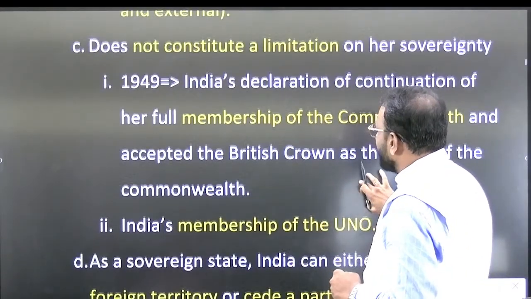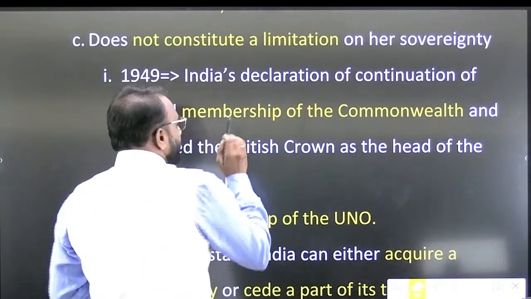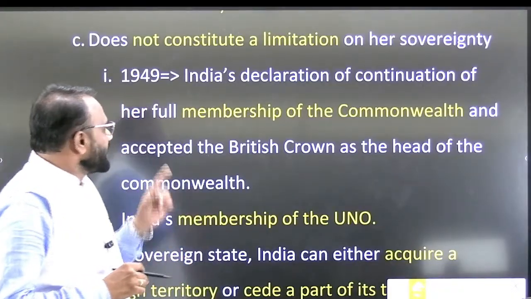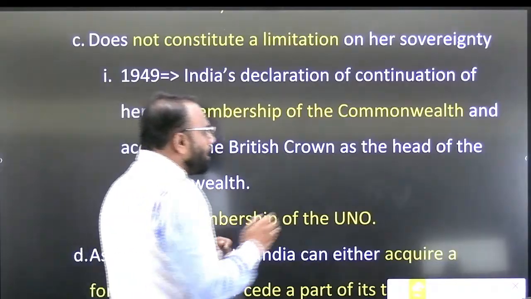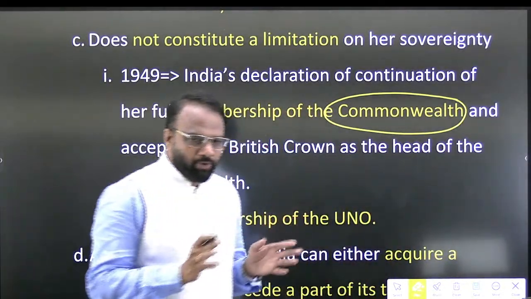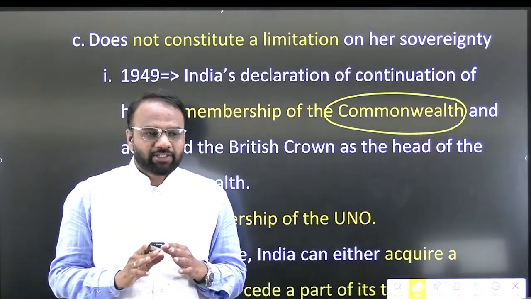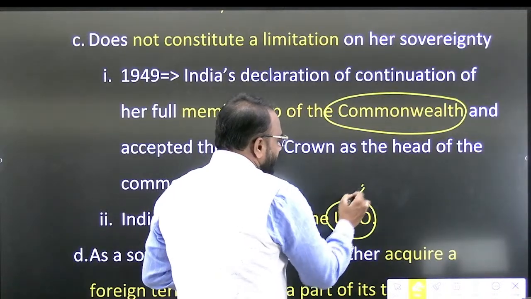Next, this is very important. It does not constitute a limitation on her sovereignty. So in 1949, India's declaration of continuation of membership of the Commonwealth. So what is the Commonwealth? It is not that important, even from a current affairs point of view, it's not that important an organization now. But UNO is important. It's called the United Nations Organization.